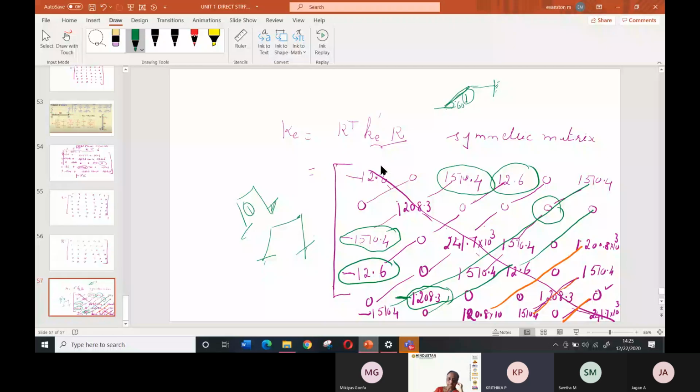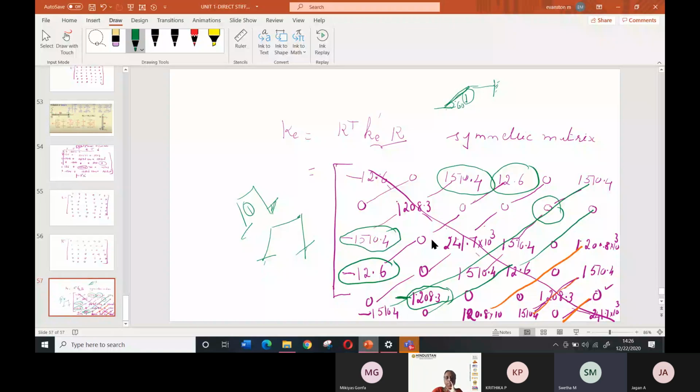Ma'am, the first row, which I have circled, 1510.4, that is correct only, ma'am. It's positive only, and the one below it, minus 1510.4, is negative only, ma'am. For me it is negative. For you also it is coming negative. Yes, ma'am. But it should be symmetric.